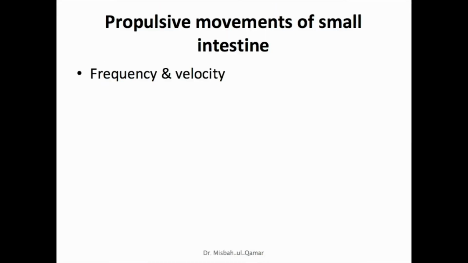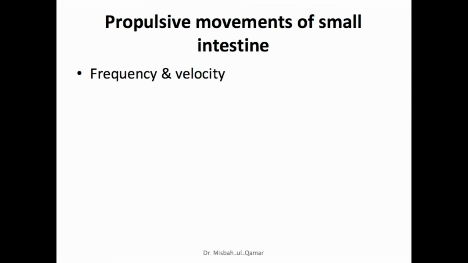Now the propulsive movements. You see, the chyme is propelled through the small intestine by peristaltic waves. This movement of chyme is very slow, with an average of 1 centimeter per minute. It means that time required for the passage of chyme from pylorus to ileocecal valve would be around 3 to 5 hours.